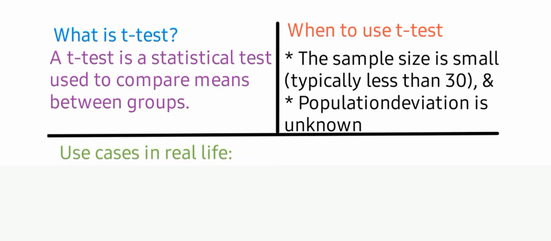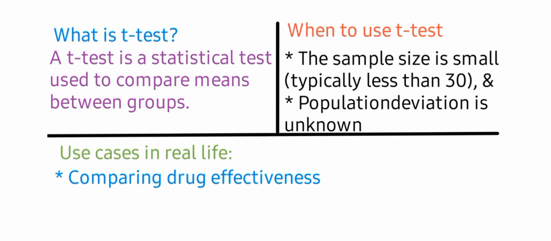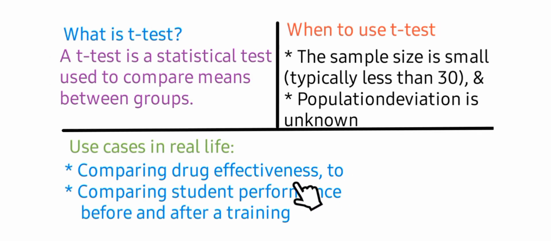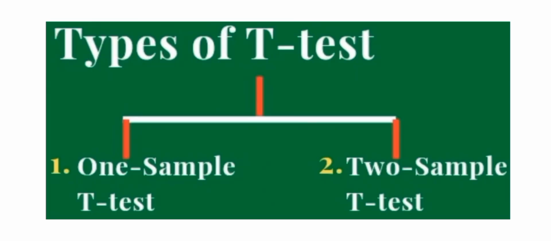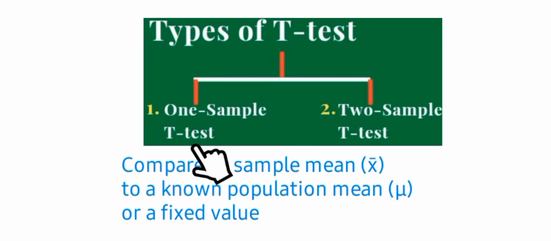T-tests are extremely useful in real life, from comparing drug effectiveness to comparing students' performance before and after training, and so on. This brings us to various types of t-tests. Firstly, we have the one sample t-test. A one sample t-test compares a sample mean to a known population mean or a fixed value.